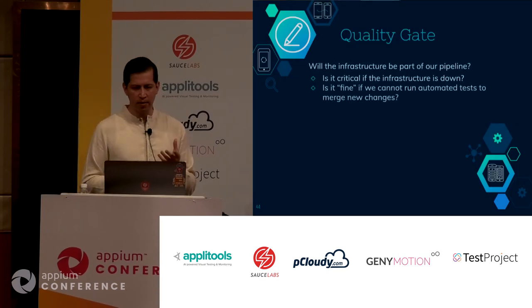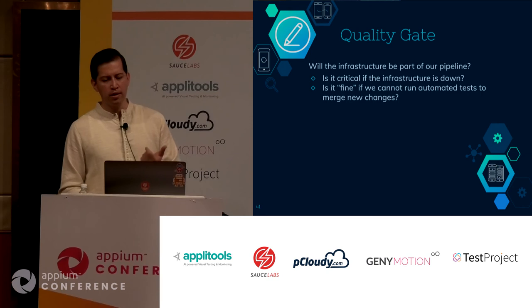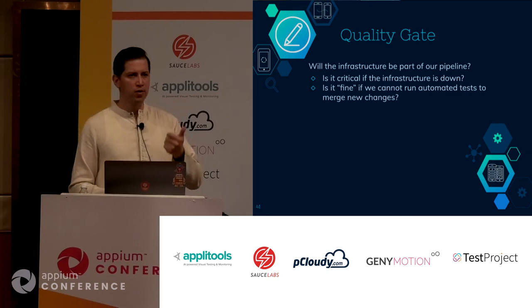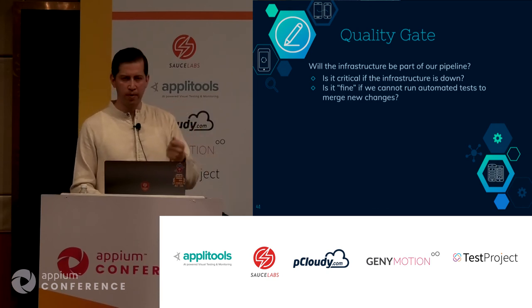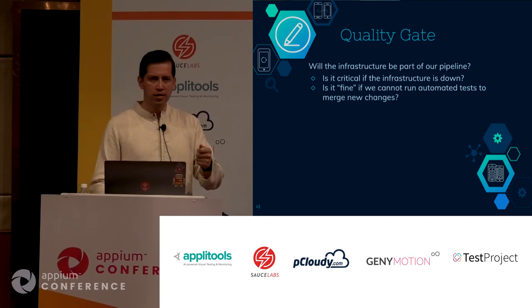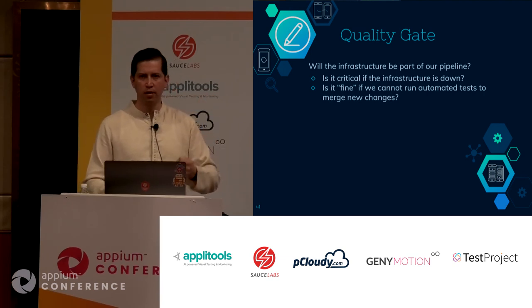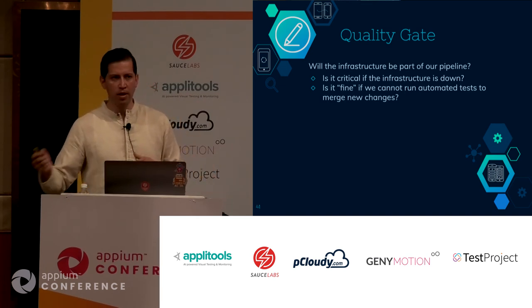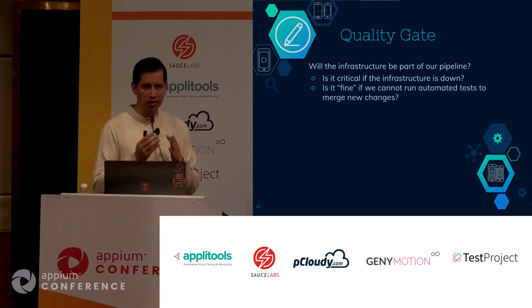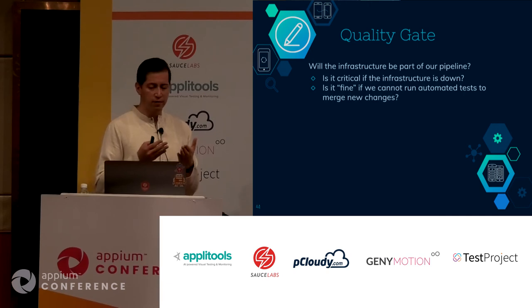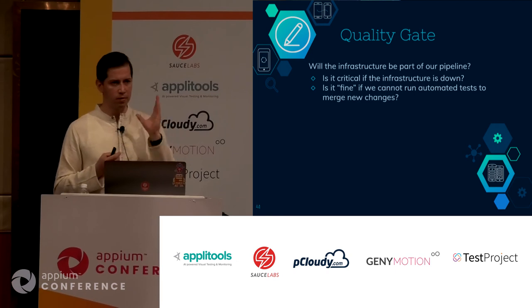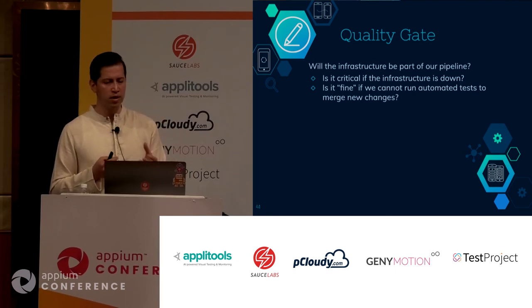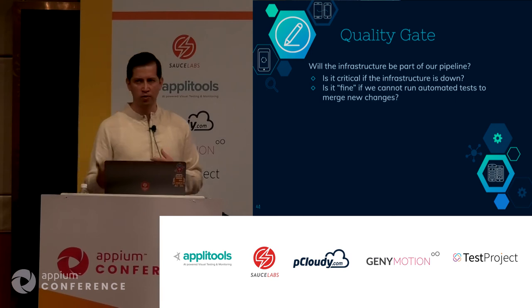The next thing is about the quality gate. The quality gate is if we want to put our infrastructure in the middle of the pipeline. So when we run tests, when we're doing a pull request, if they all pass, we merge the feature and then we release to the public. If the infrastructure is in the middle of the pipeline, it's critical, because if it is not working, then we cannot release. So if we think about how important the infrastructure is in the pipeline, then we can also decide how much we need to invest or not.